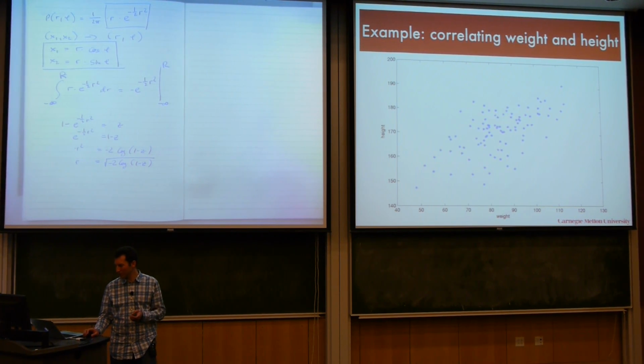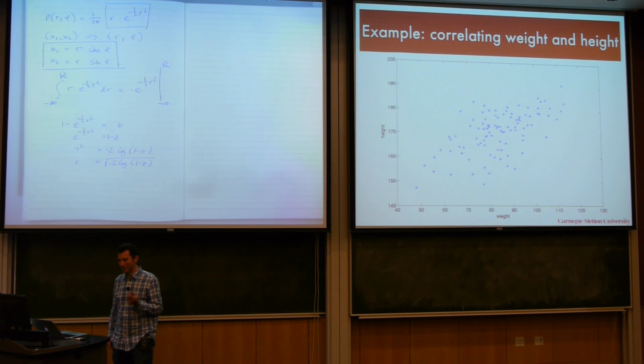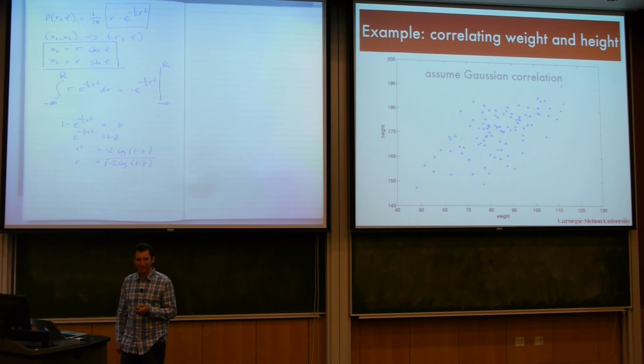Now, okay, so here's something very simple. We have height and weight. We'll actually get back to this in a moment. And let's say we want to correlate this. So let's say we take a Gaussian correlation. So now we can actually bring our tools to bear, right?